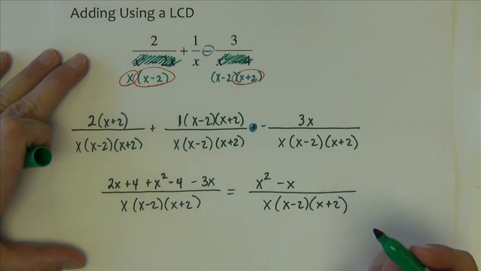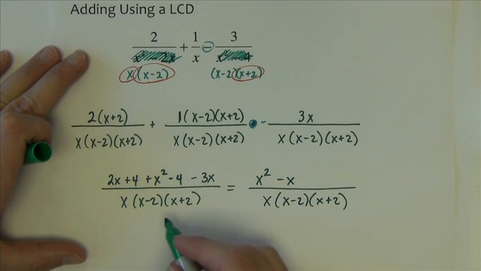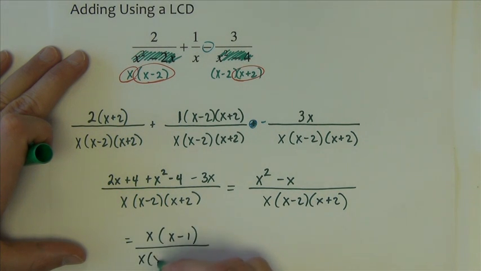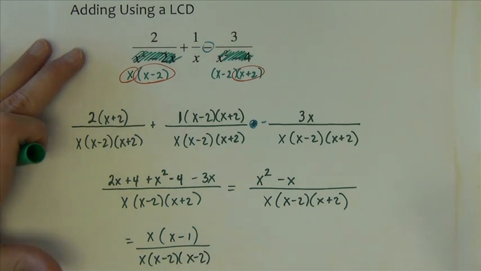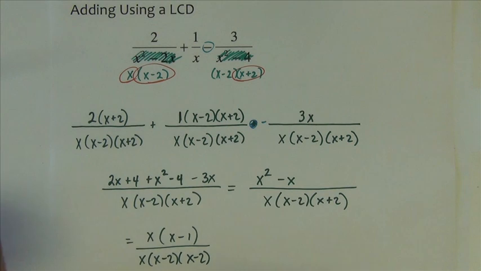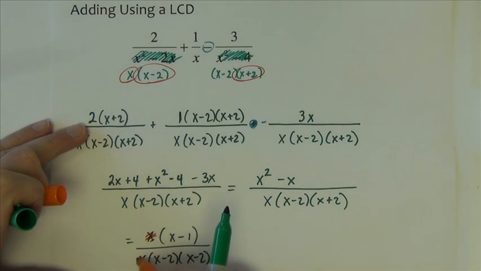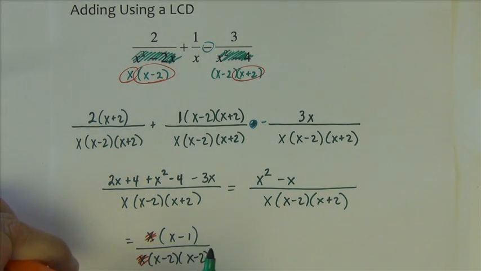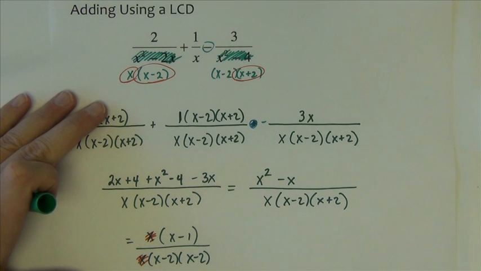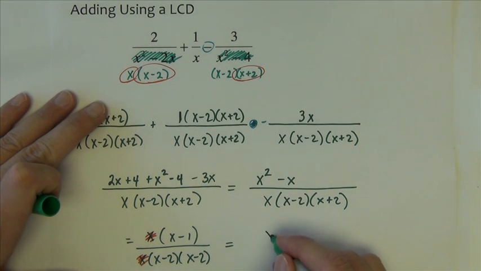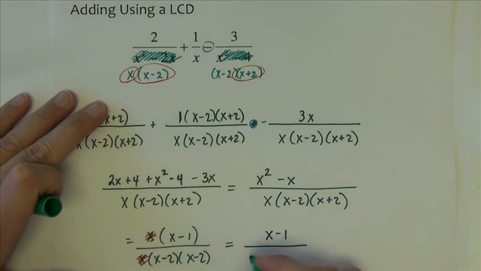The numerator can go farther, so we're not quite done. I can take an x out of the top. And now look, the x that I took out of the top can reduce out with the x from the bottom of the fraction. So the answer now is what's left behind, as they're all different factors. X minus 1 over x minus 2, x plus 2.